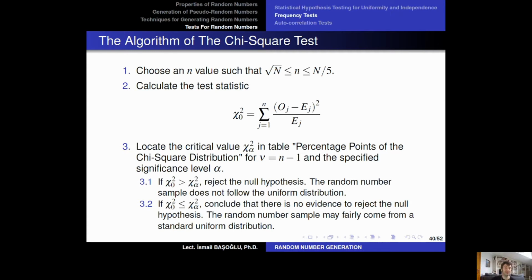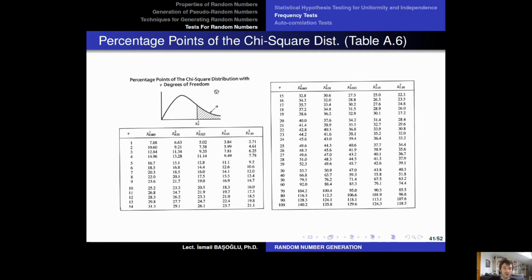So this is the percentage points of the chi-square distribution for nu degrees of freedom. Now, depending on the number of subintervals, you are going to determine nu as the number of subintervals minus 1. And for the significance level choice, you are going to choose the critical chi-square value from one of the columns.